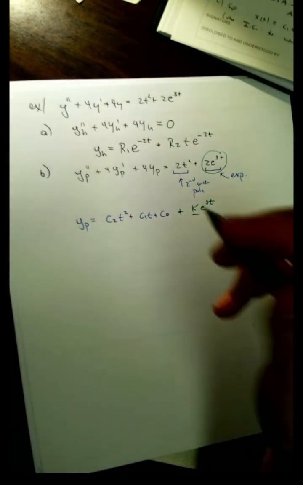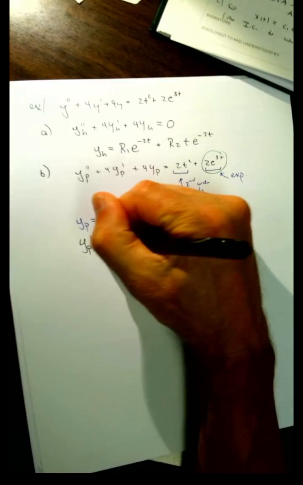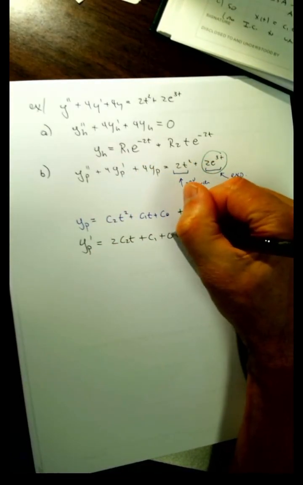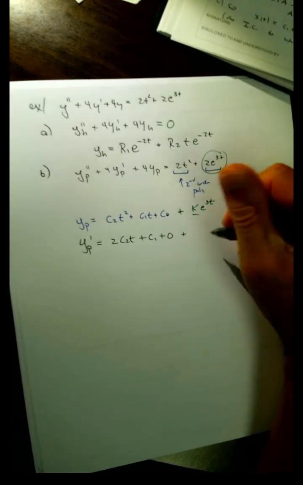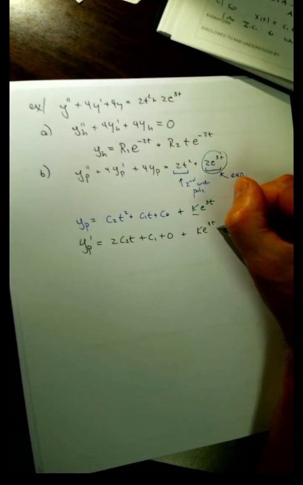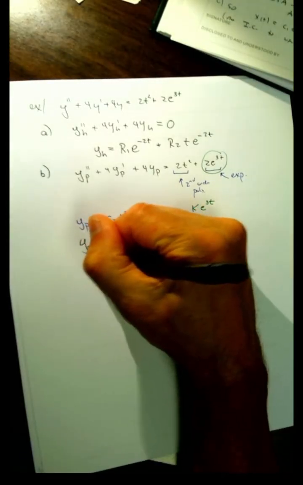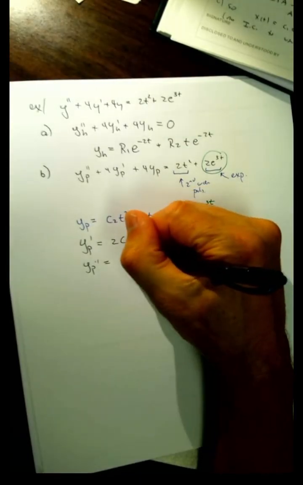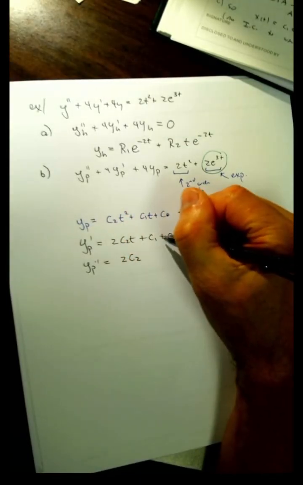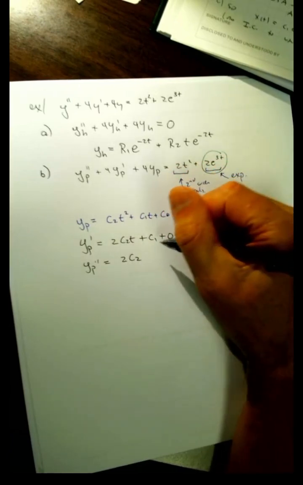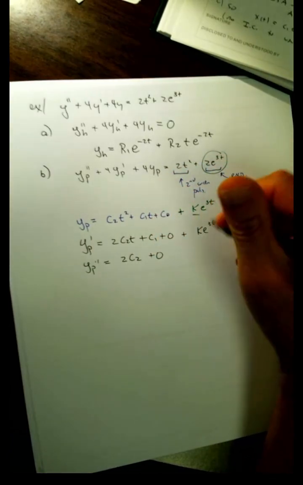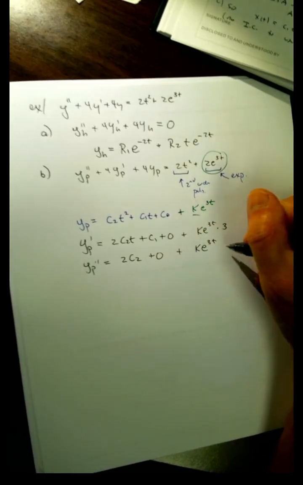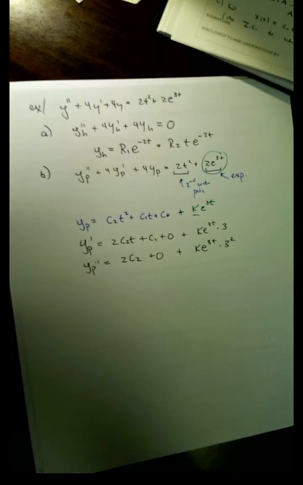So if I take the first derivative, I'm going to get 2c2t plus c1, and derivative of c0 is 0, and derivative of ke to the 3t is ke to the 3t times 3. And I need two derivatives because my original equation has two derivatives. So derivative of 2c2t is 2c2, derivative of c1 is 0, derivative of 0 is 0, and derivative of ke to the 3t is ke to the 3t times 3, but I had a 3 carry over from the previous step.